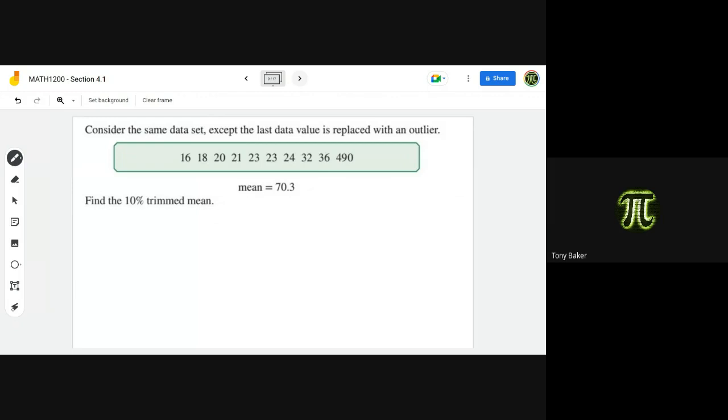They just changed the numbers. So the mean for this one's 70.3. All right, 10% trim. Find me the mean with this one.